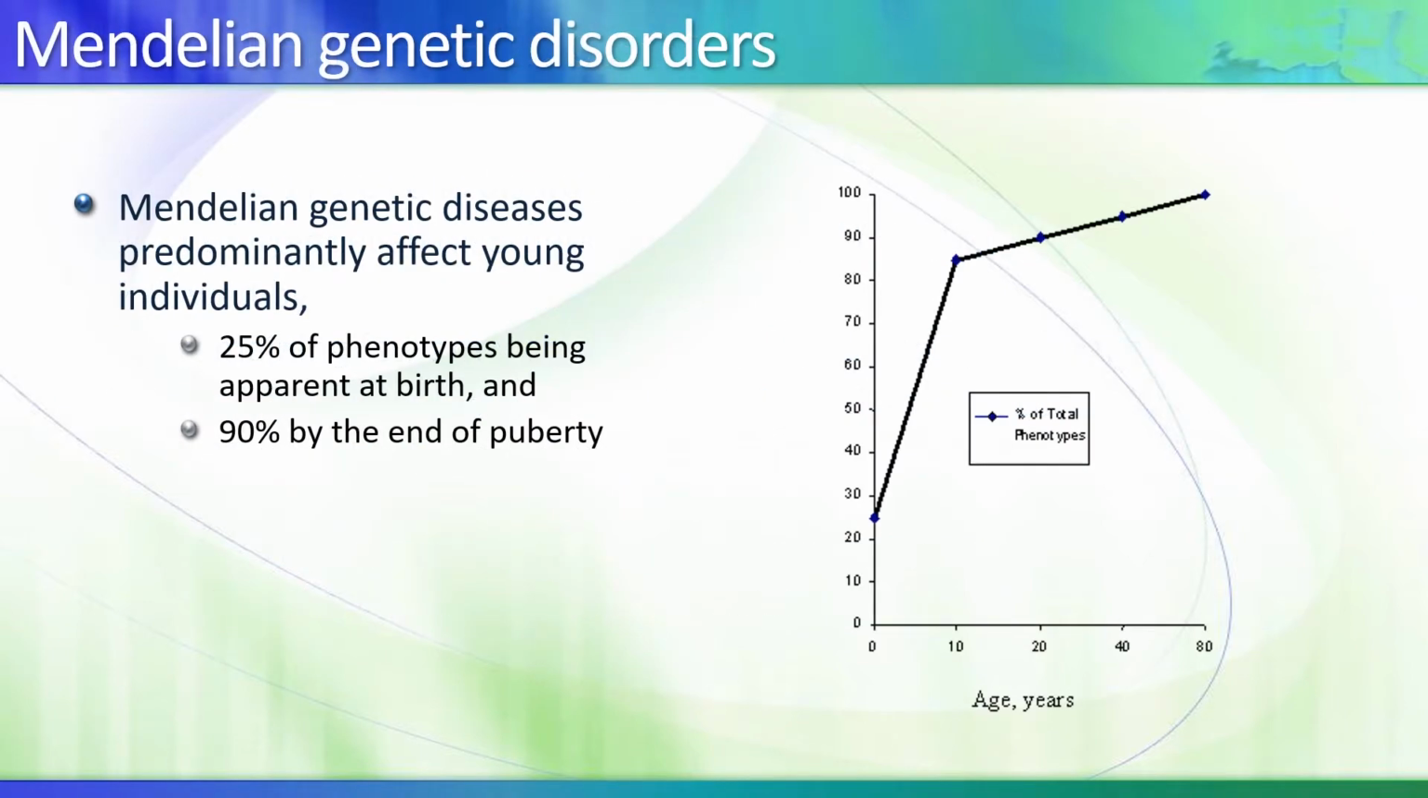Mendelian genetic disorders usually show symptoms early. About a quarter of them are shown at birth, and most of them show symptoms by the age of 10, that is before puberty.